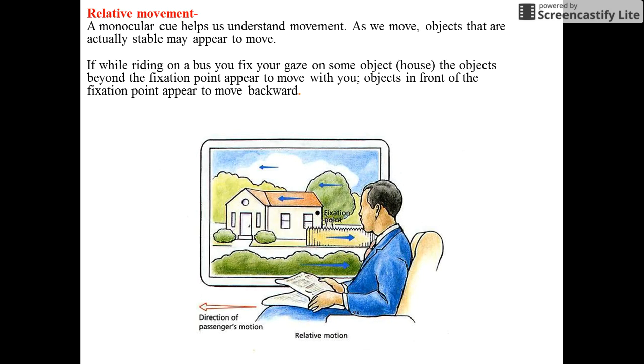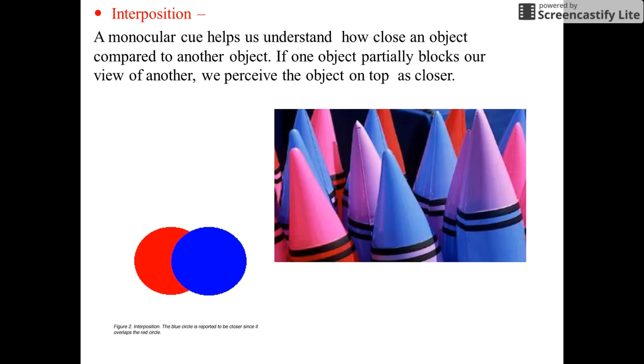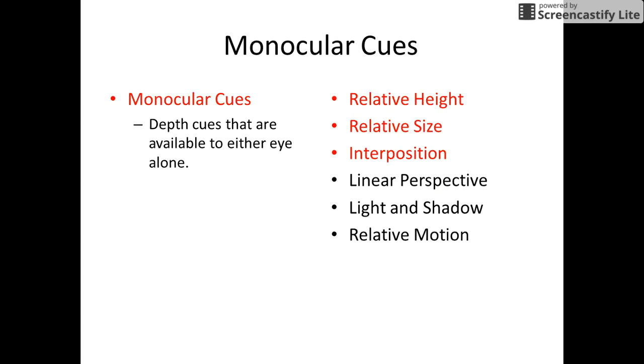So make sure again you have each of the different monocular cues: relative height, relative size, interposition, linear perspective, light and shadow, and relative motion. Make sure you have an example of each of those in your notes.